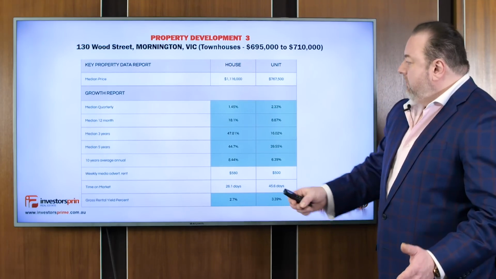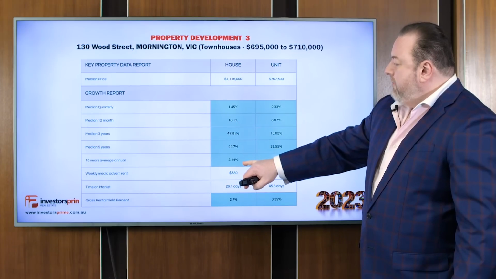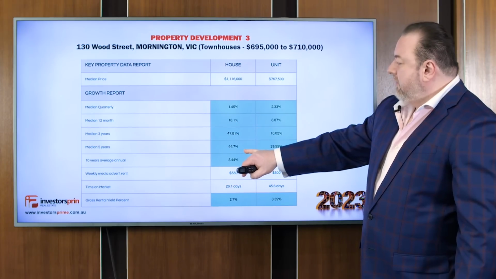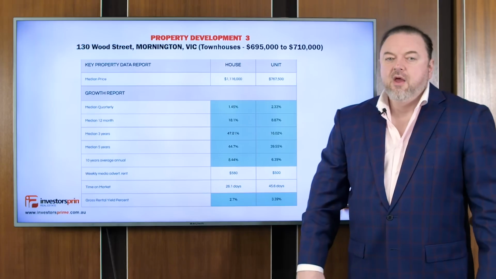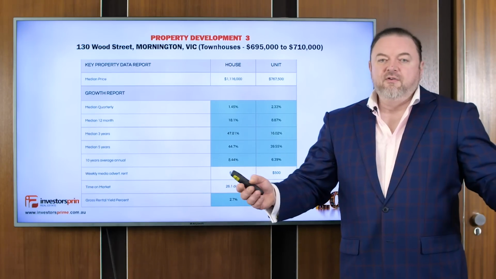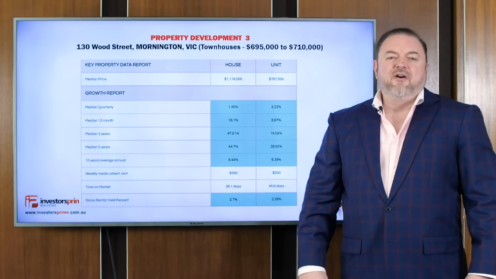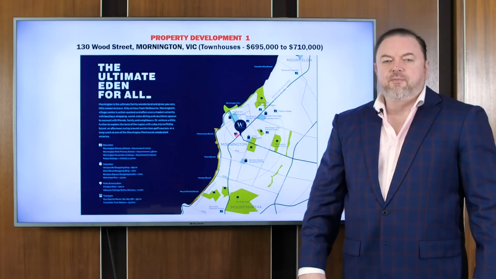In terms of 12 months growth, 18.1%, 10 years, 8.44%, and in 5 years, 44.7% growth. So during COVID, the area just went through the roof because obviously it's a beautiful area to be around. But look, long term, you're looking at 8.5%, 8% growth for an average property.